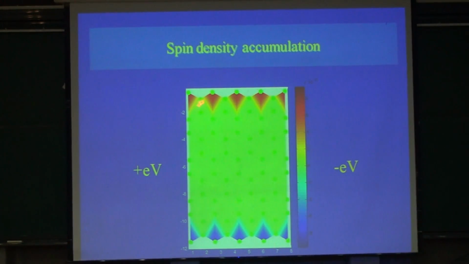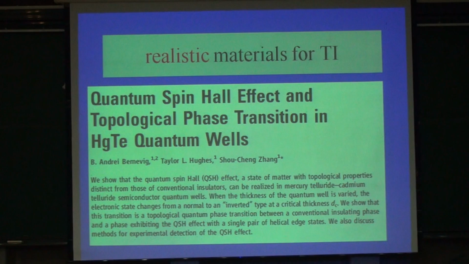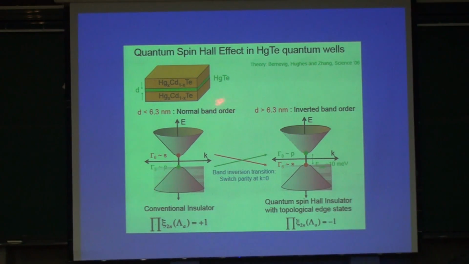However, if you use a Landau-Keldysh formalism with the same Hamiltonian, just like the previous slide, then you do observe the spin accumulation like this on the edge. So later on, Professor Shoucheng Zhang proposed that HgTe can realize this. Because HgTe and CdTe quantum wells have the inverted band, the edge state will happen. And the edge state is gapless.